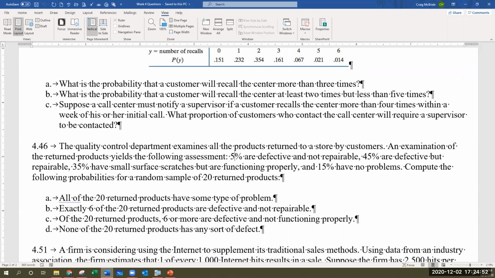I guess another way to think about it is if none of the 20 has any sort of defect, then we can do 1 minus the probability that all of them have some sort of defect. Gotcha. Which would be 1 minus 0.85 to the 20th.